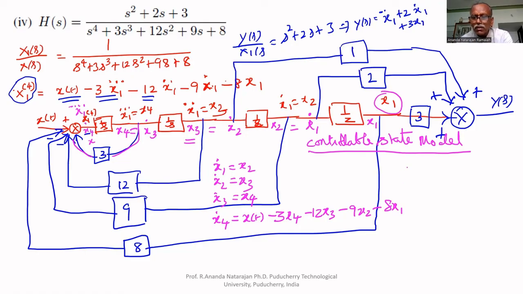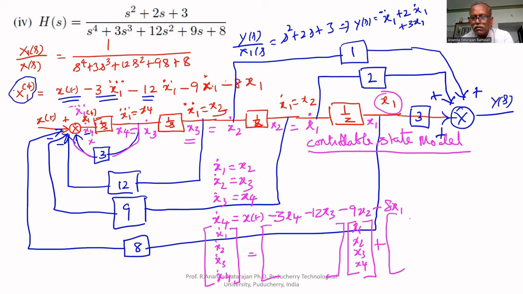So we can put this in matrix form as x1 dot, x2 dot, x3 dot, and x4 dot equal to, this is the state matrix, A matrix, multiplied by x1, x2, x3, x4, plus this is the B matrix multiplied by x of t, which is the input.